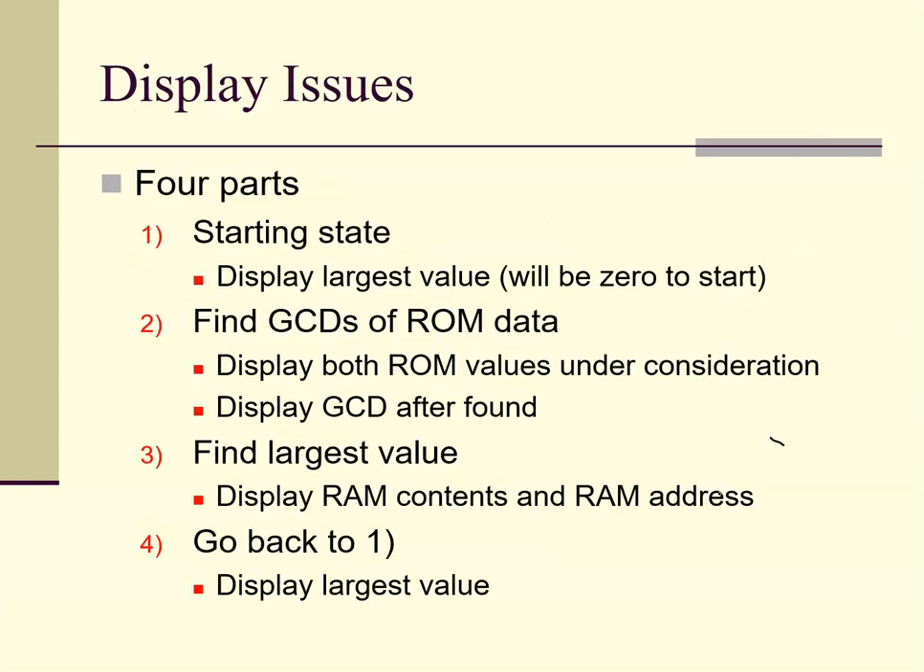This experiment essentially has 4 parts to it. One is the starting state, where it's waiting for a button press, and in that state it's displaying the greatest value it found from the RAM, which, since you haven't done anything, is going to be 0. Next, you're going to step through the ROMs, find all the greatest common divisors, store them if they are odd, and that's it.